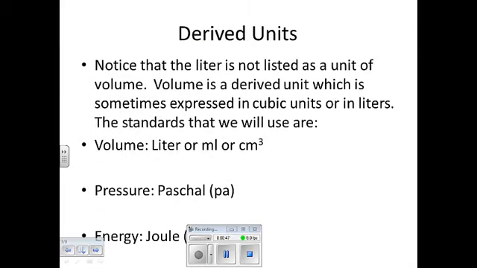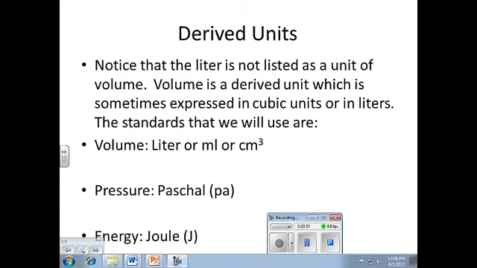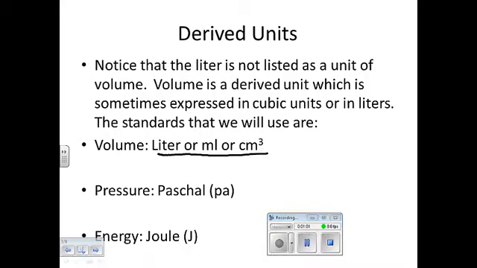And then you have something called derived units. But we're going to use 3 derived units. That's going to be volume, which can be liters, milliliters, or cubic centimeters. Then you have pressure, which is going to be in pascals. A lot of times you'll see it in cubic. And then you're going to be using energies. It's going to be in joules.